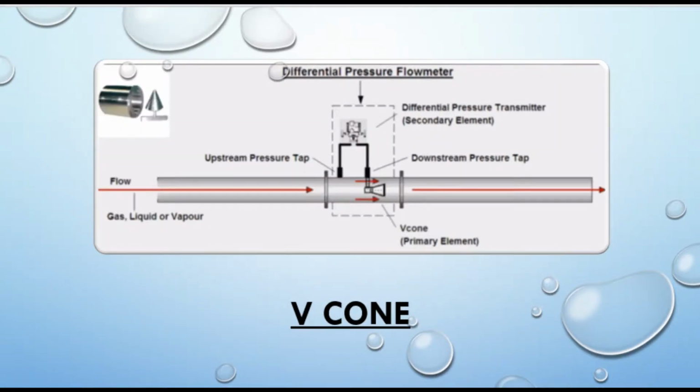The final type of DP flow meter is the V-cone. The V-cone is a differential pressure type flow meter that consists of a cone-shaped obstruction placed in the center of the pipe, which creates a differential pressure. Flow rate is calculated by measuring the difference between the pressure upstream of the cone at the pipe wall and the pressure downstream of the cone through its center. These are all types of the primary elements of DP flow meters.